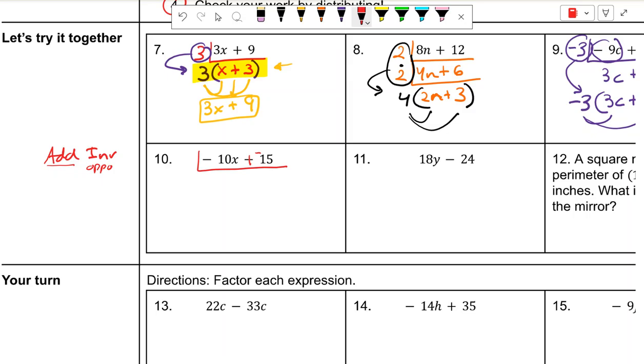So we can factor out a negative. And we can know that 5 goes into both. So negative 10x divided by negative 5 is positive 2x, and negative 15 divided by negative 5 is positive 3. Bring down the plus sign. There's nothing else that goes into these, no other factors. So we take our GCF and move it in front. And remember, you can always check by the distributive property.